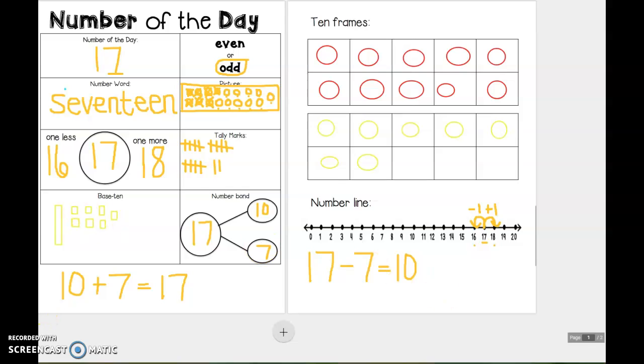Good job, boys and girls. That was our last number of the day, and starting tomorrow, we will be doing some other problems using different types of numbers.